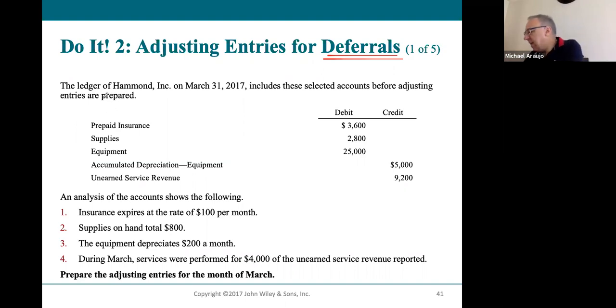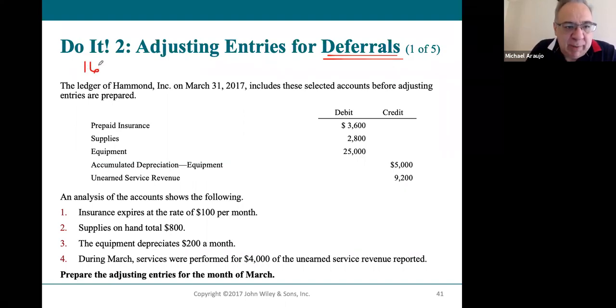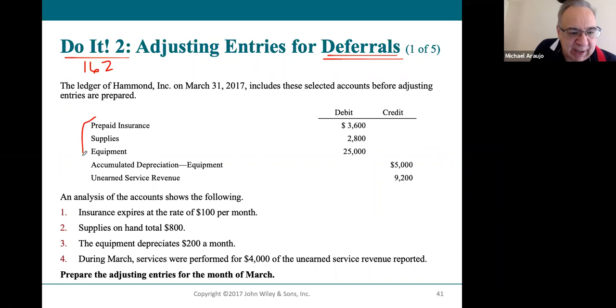So this is in the back. This is good to study. This is on page 162 in your book. The Do It exercise with a solution. So here what we have is the balances in various accounts for Hammond Company. And then we're at the end of the month, the end of March. So we have to do these adjusting entries.